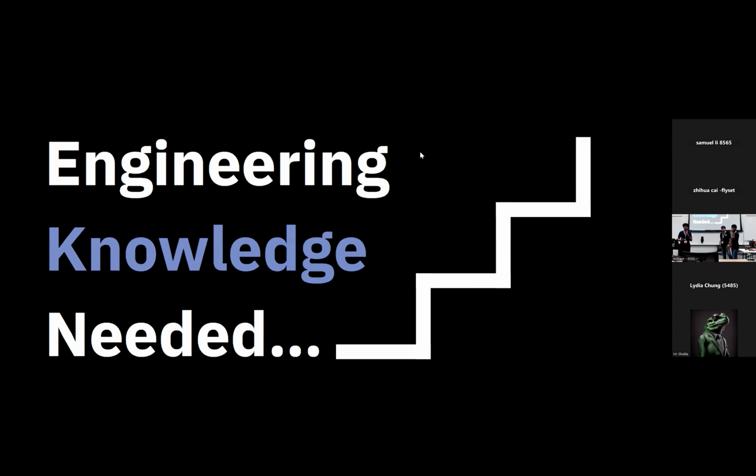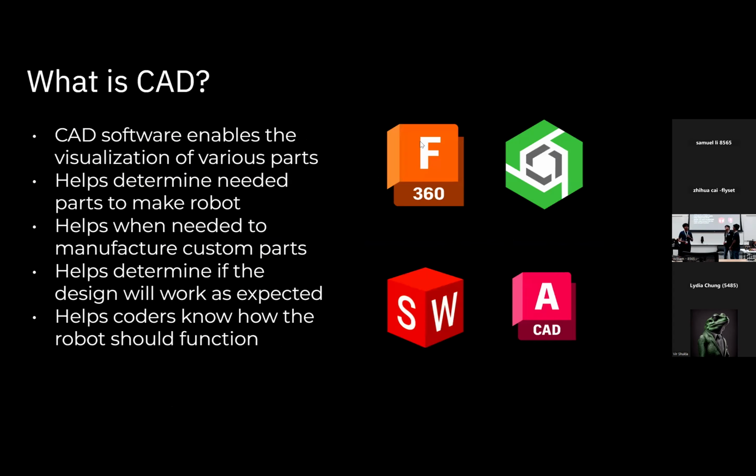Okay, now let's talk about the engineering basics. So, you might be thinking, what is CAD? CAD is computer-aided design, and it allows designers to visualize what they're going to build before they actually do it. This not only enables designers to know the full range of motion and robot functions, it also speeds up the R&D process because now the devs know exactly what to code and what robot functions to develop.